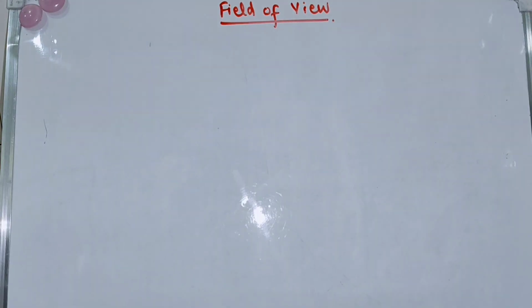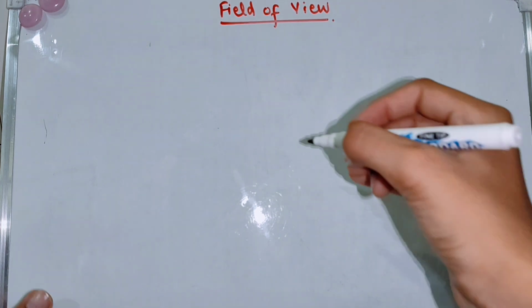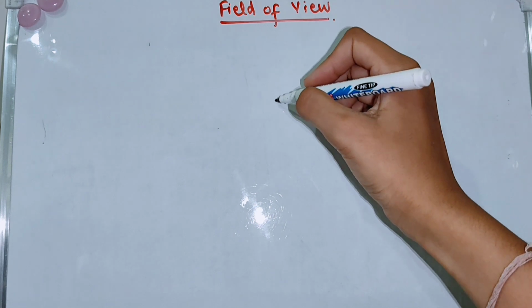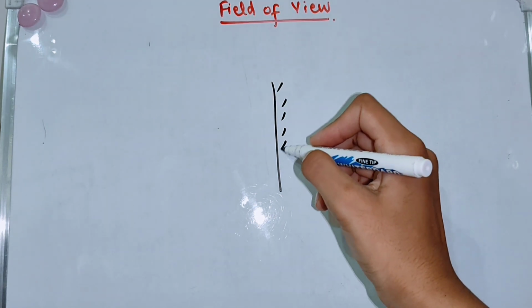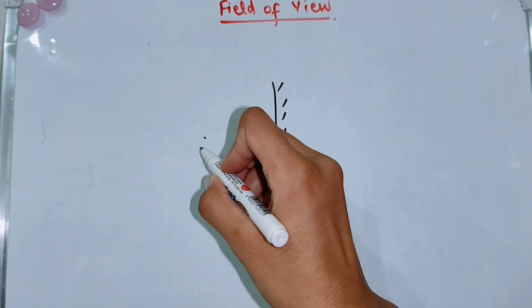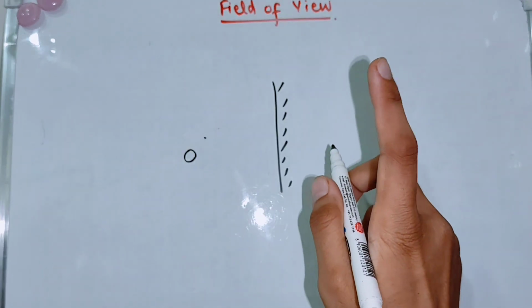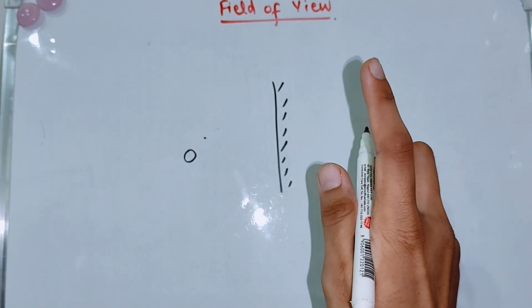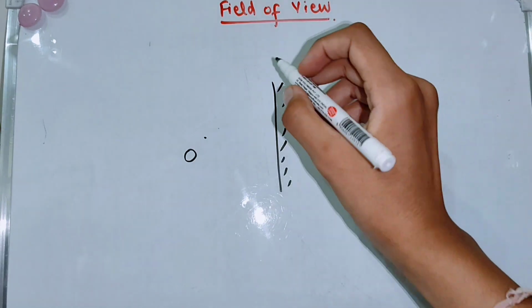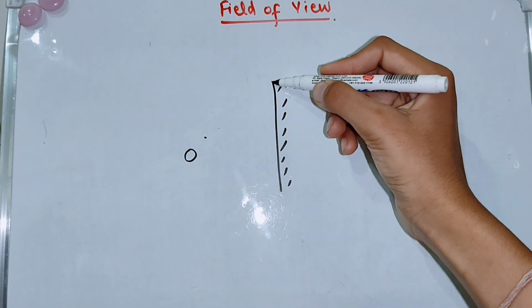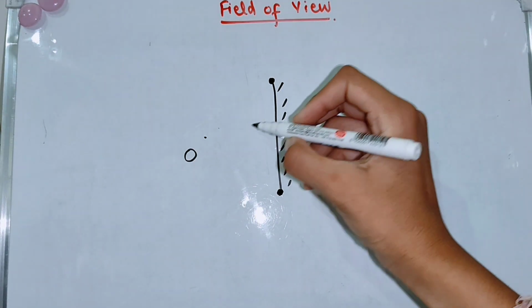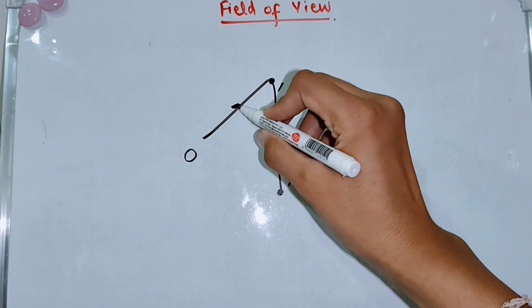Now let us understand what is field of view. As the name suggests, it is the field in which the image will be visible to the eyes. Let us see how to draw this. Say I have a mirror over here, and this is my object. Now it is the region of the extreme. I'll just show you. So we will, at the corner of the mirrors, send 2 rays.